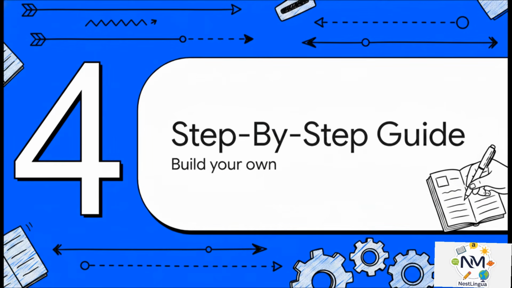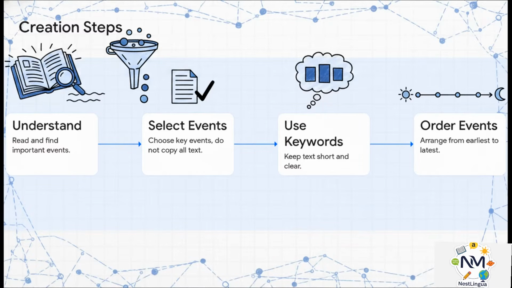Section 4, our step-by-step creation guide. Let's look at how you actually build your own. I've got a simple 4-step formula for you. Step 1, read and understand the topic carefully to find the important events. Step 2, select those key events.